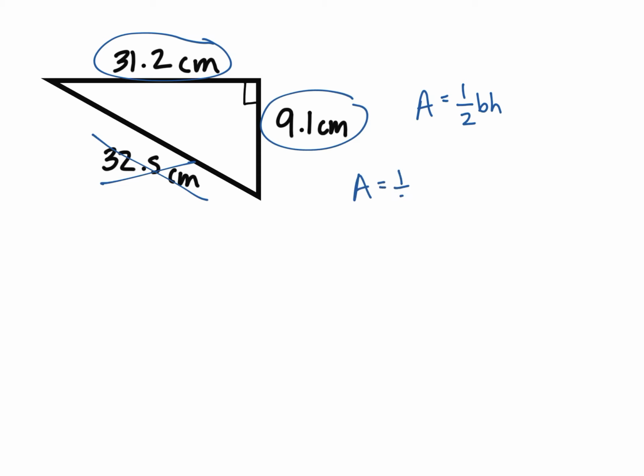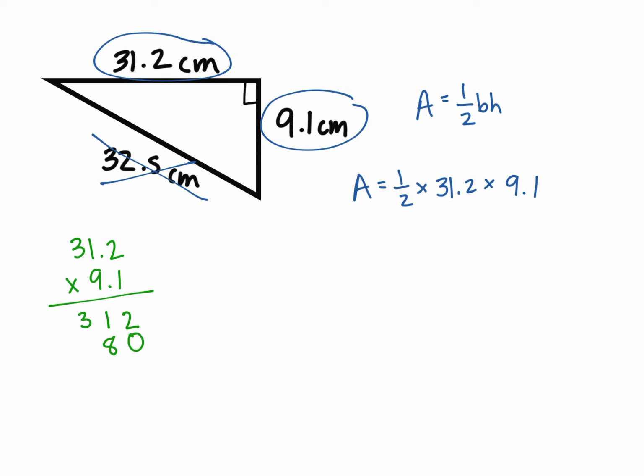So we need 1/2 times 31.2 and times 9.1. I'm going to do this on the side. And remember, we can pretend the decimals aren't there until the very end. 1 times 2 is 2. 1 times 1 is 1. 1 times 3 is 3. Then we need our place value spacer.